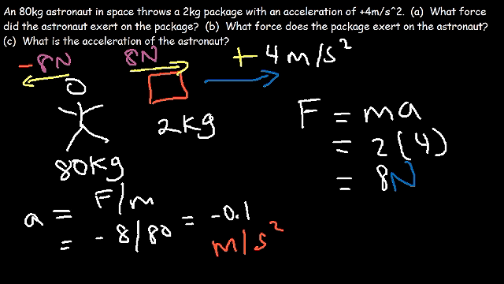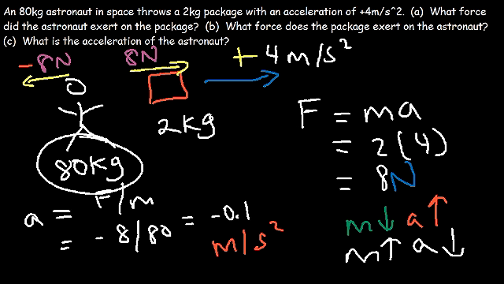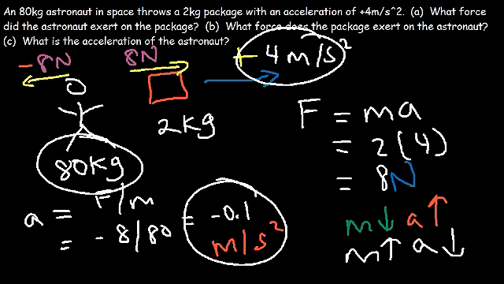As you can see, the object with less mass has a larger acceleration whenever the force is constant, which it is. As you can see, these two forces are the same according to Newton's third law. Now, for the object with a larger mass, it experiences a much smaller acceleration. The 80-kilogram person has more mass than the 2-kilogram package. And so the acceleration of the 80-kilogram person is much less than the acceleration of the package. 0.1 is much less than 4.